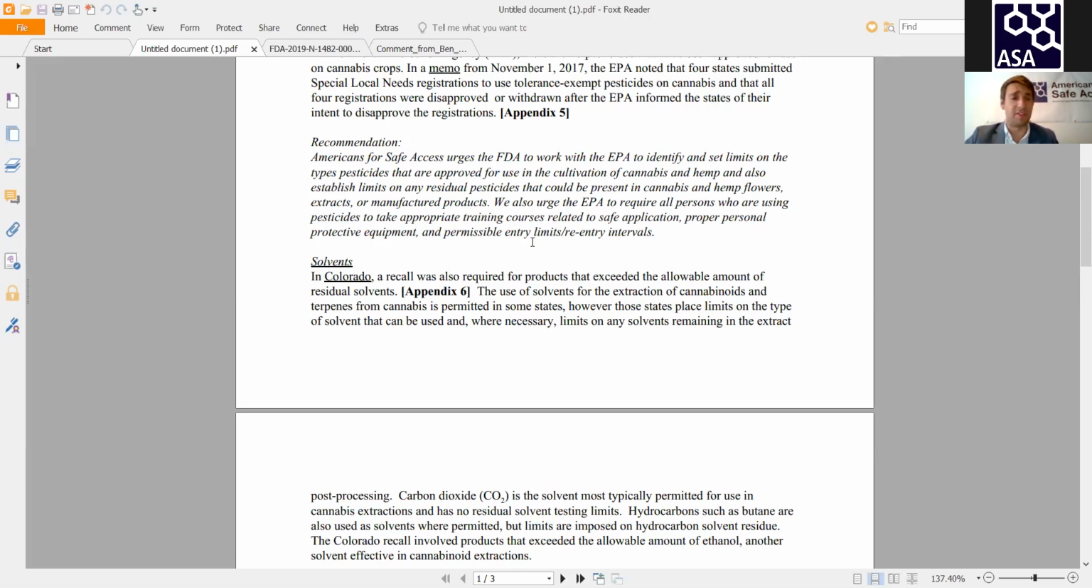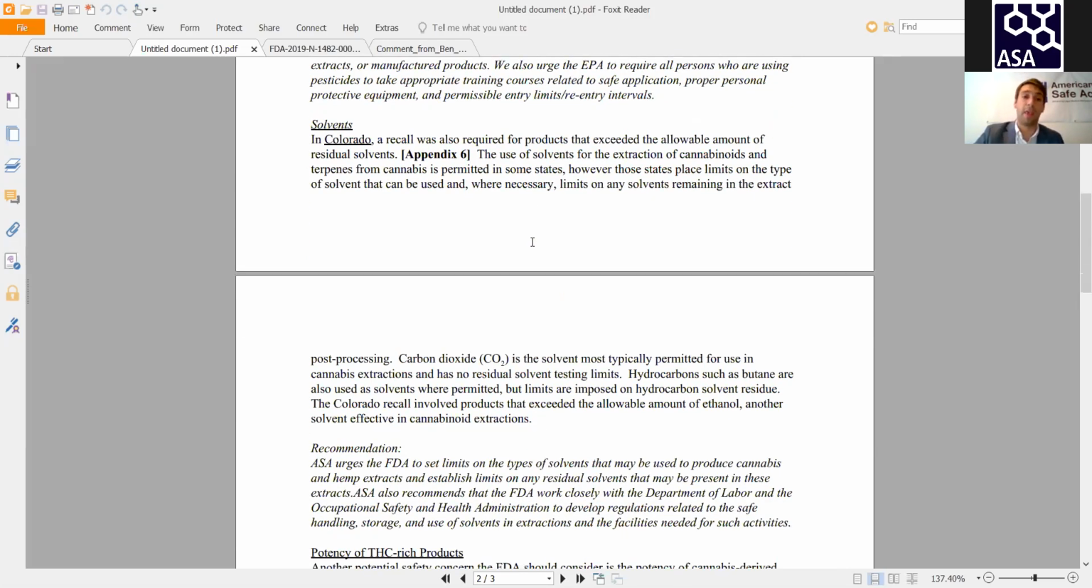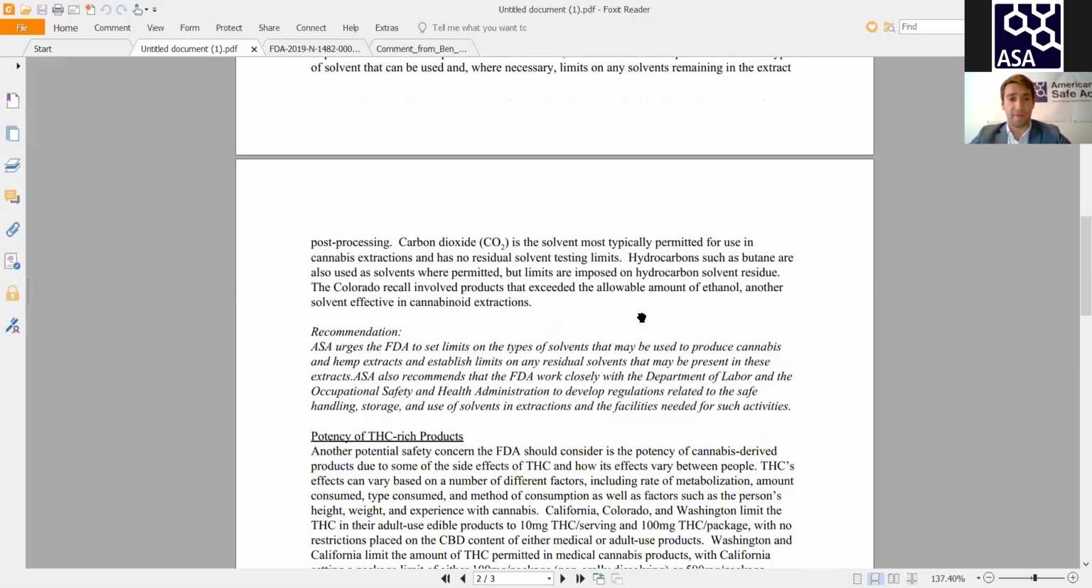They are just looking for suggestions on areas where they need additional oversight. So after pesticides, we look at solvents, and again, we link to some news about recalls related to solvents. I've seen some other comments that specifically list the different classes of solvents and what levels are appropriate. So if this is something that you have experience with or expertise with, it's certainly something that the FDA is looking for in terms of information.